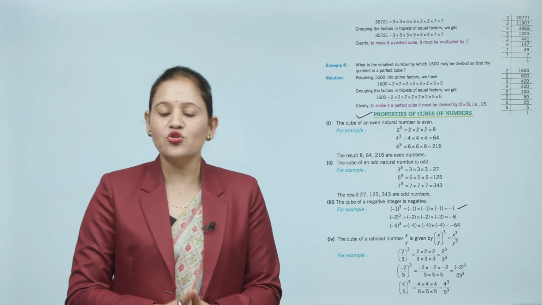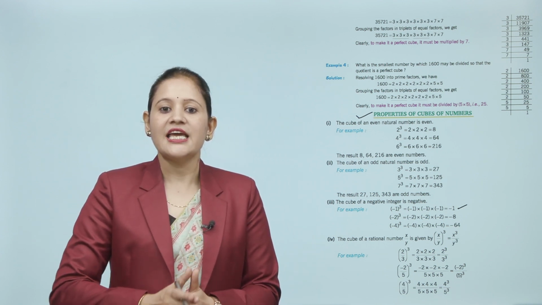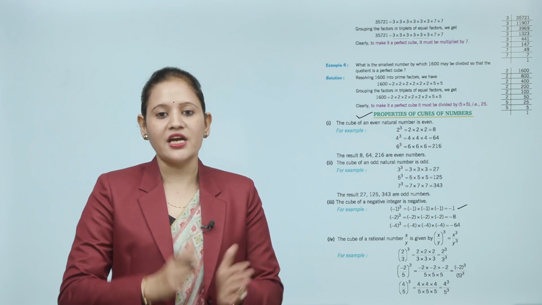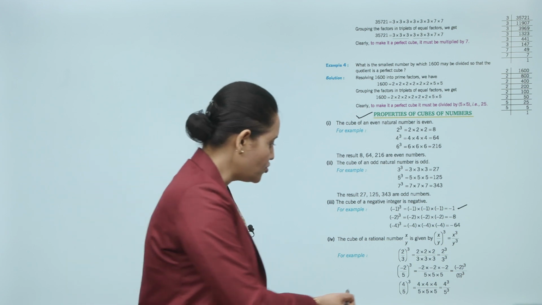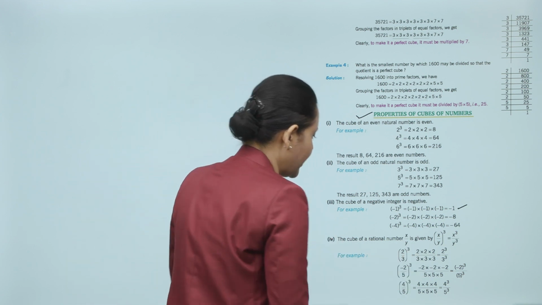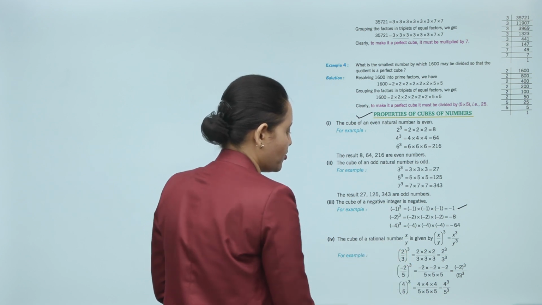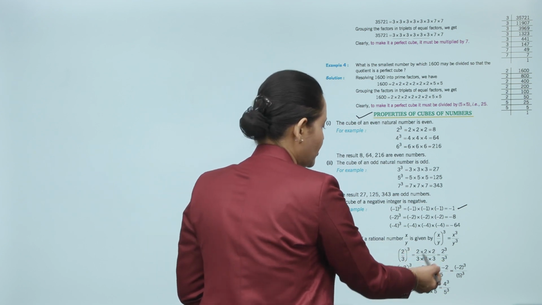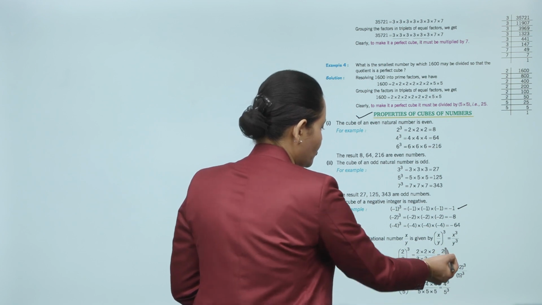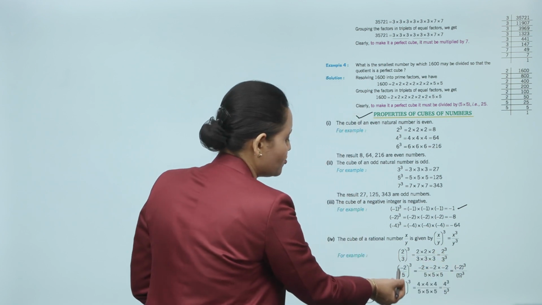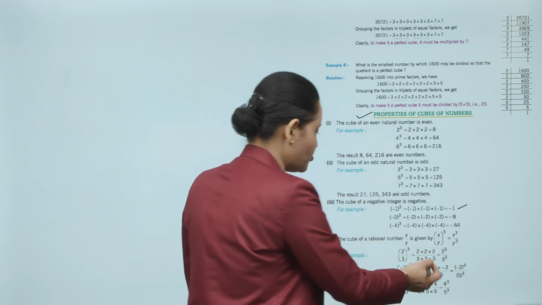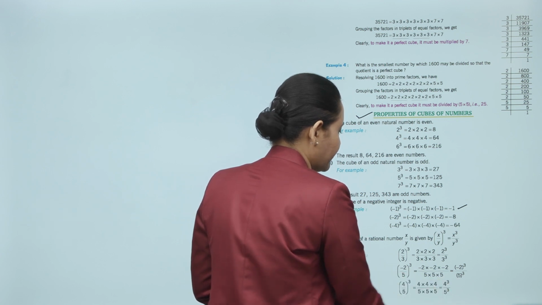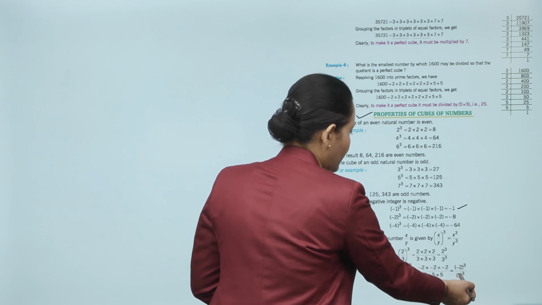Clear? The cube of a rational number x upon y is given by x upon y का cube, or we can write x cube upon y cube. For example, 2 upon 3 का cube है, that means 2 का cube upon 3 का cube. So, we can write 2 into 2 into 2 upon 3 into 3 into 3. 2 cube upon 3 cube. Minus 2 upon 5 का cube है, that means minus 2 multiplied by minus 2 multiplied by minus 2 upon 5 multiplied by 5 multiplied by 5. Or we can write minus 2 का cube upon 5 का cube.